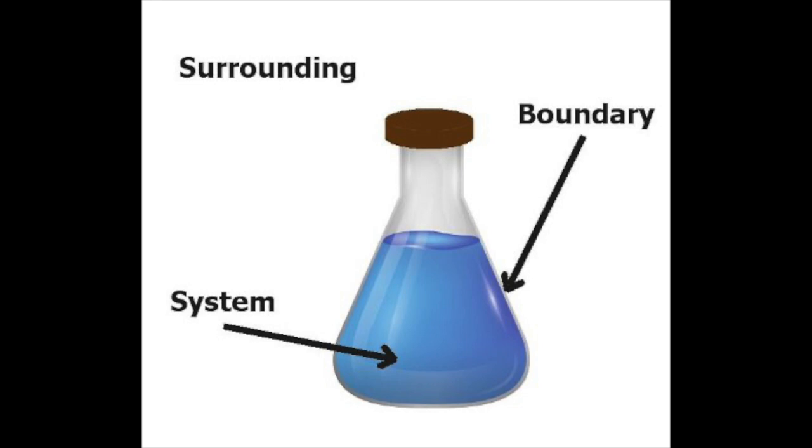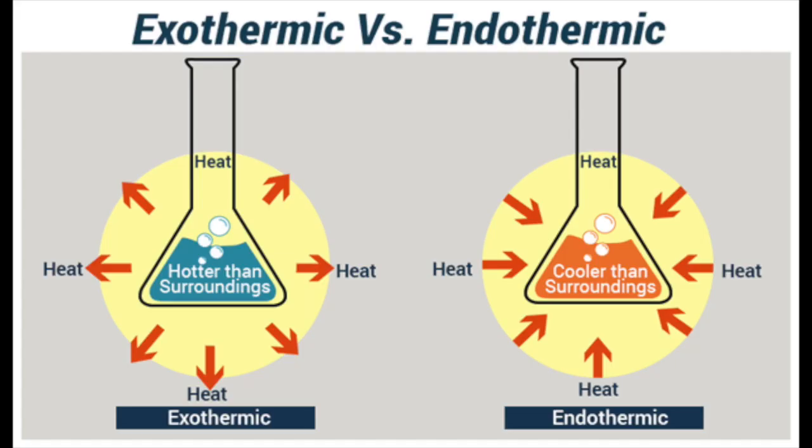The system is the reaction itself. The surroundings are everything but the system. A boundary is the thing that separates the system from the surroundings. Reactions that have a transfer of energy can be endothermic or exothermic.